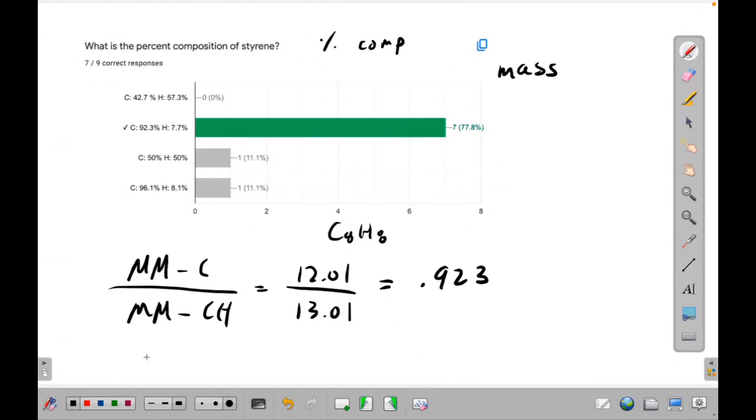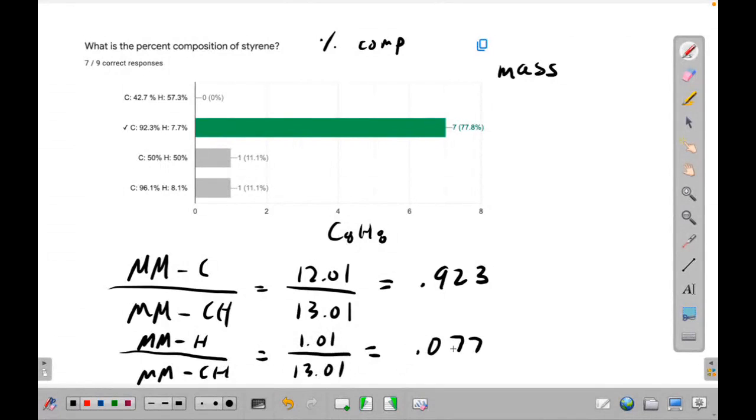But just in case you want to see it, or if you're working on a problem that has multiple elements in there and you're asked to do mass comp, which there's a short answer at the end of this that's like that, it would be approximately 1.01 over 13.01, and that's going to be just about 0.077. And there we have it. That is our percent composition, as most of you guys were able to solve.